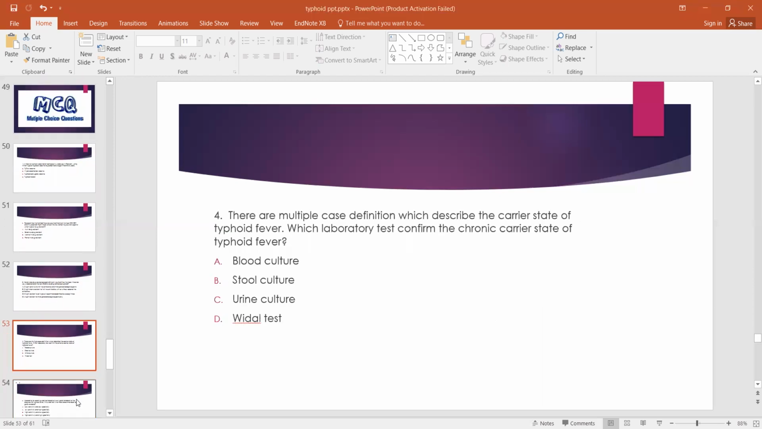There are multiple case definitions which describe the carrier state of typhoid fever. Which laboratory test confirms the chronic carrier state of typhoid fever? Blood culture, stool culture, urine culture, or Widal test? B. B, stool culture.